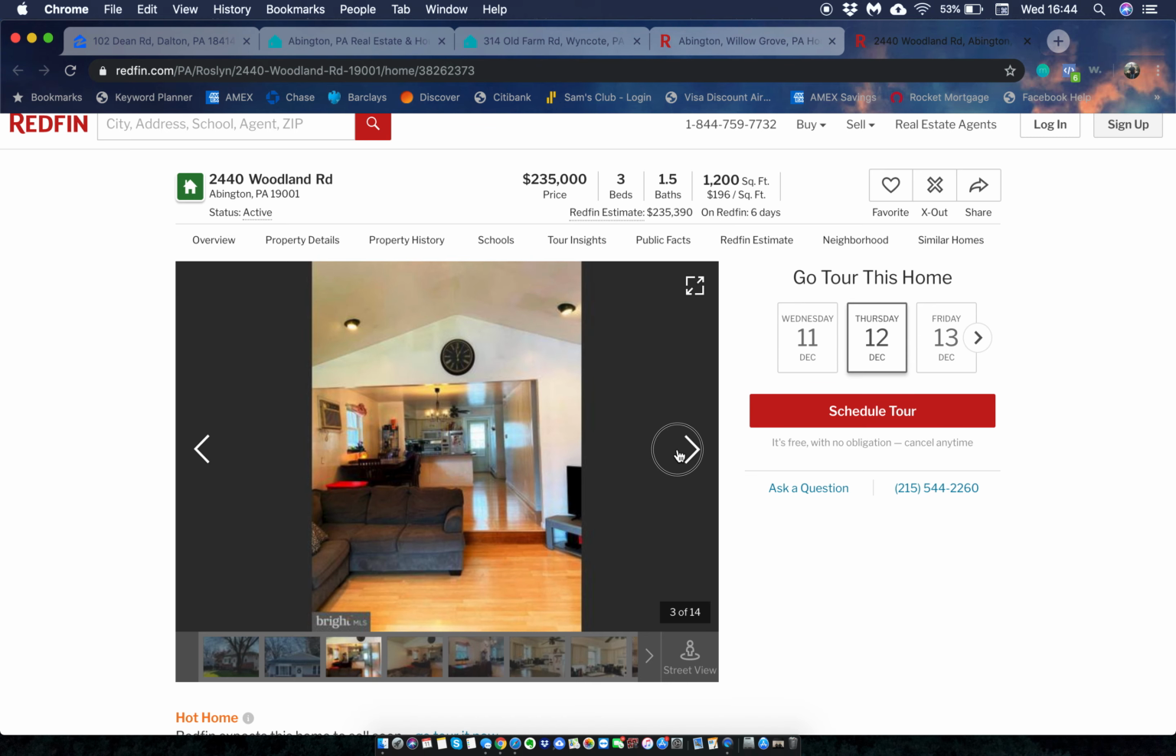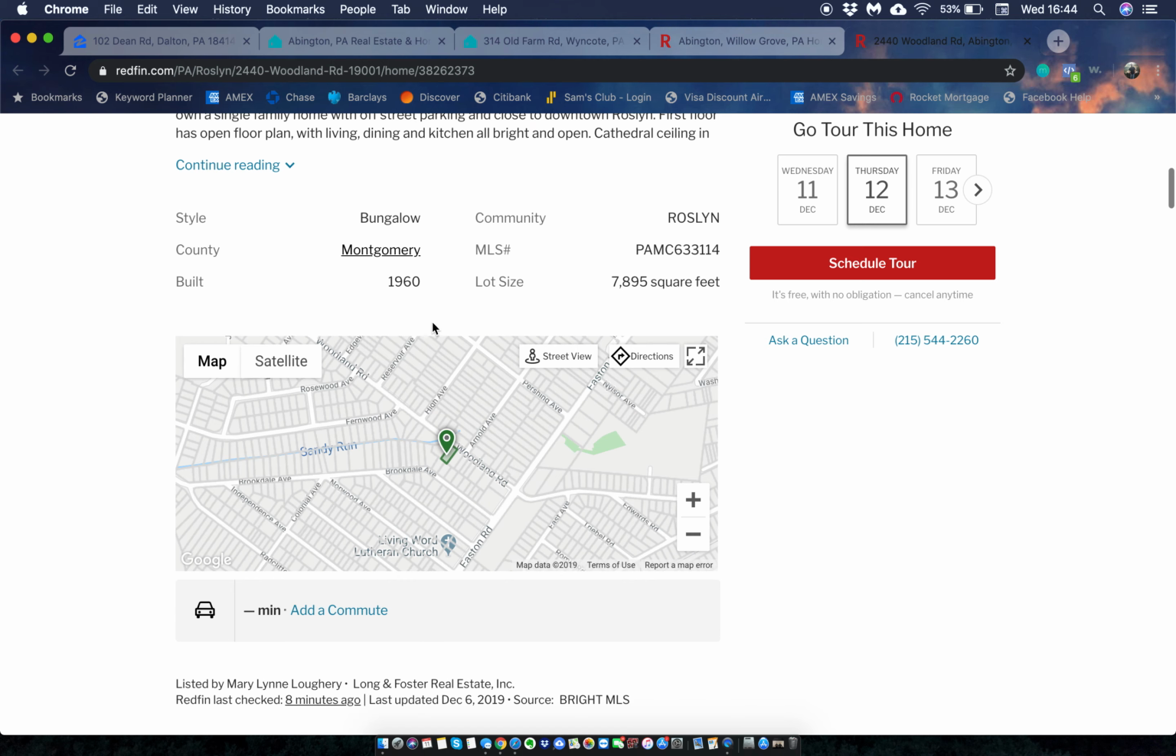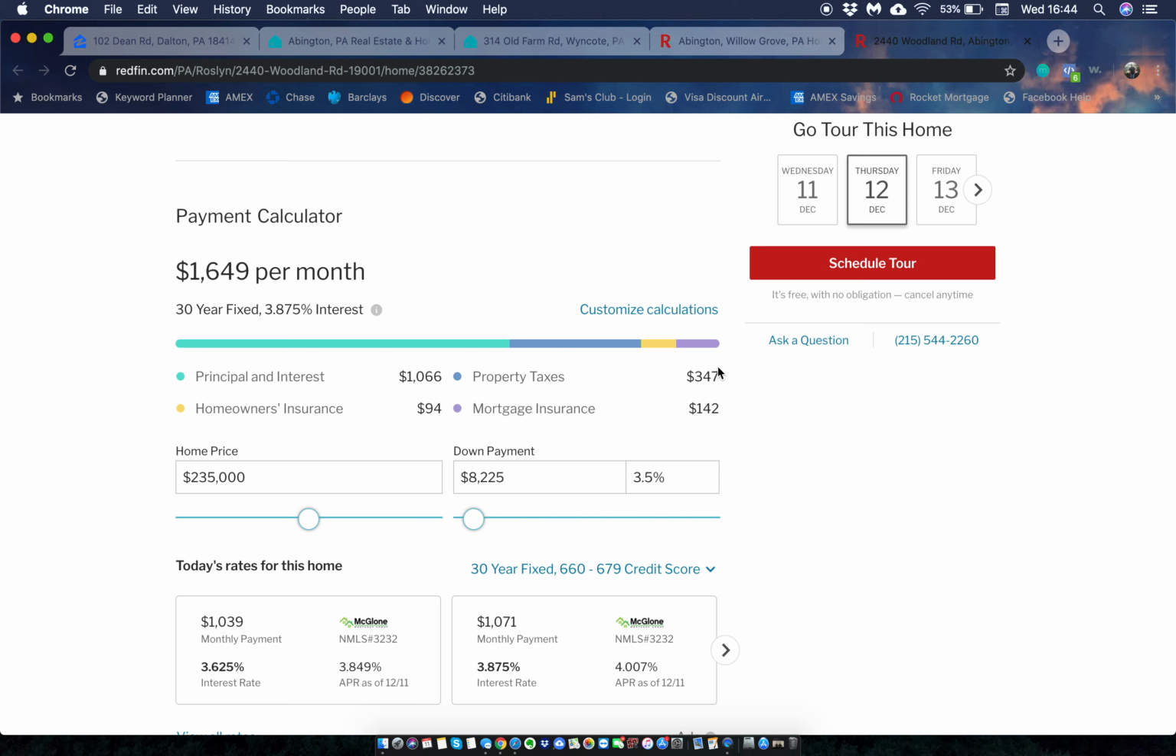You look at some of the pictures. You say, okay, yeah, great. I like this property. If you don't, move on. You move down here, built in 1960. That's great. You look at the taxes. Property taxes, $347 per month. Now, obviously, you want to multiply that by 12 so that you can see what that number is. That's closer to $4,000, but at least you have an idea.